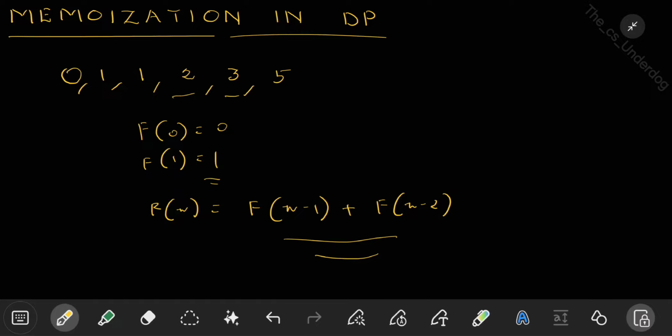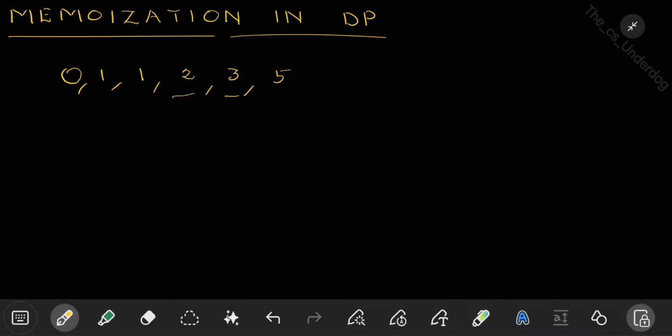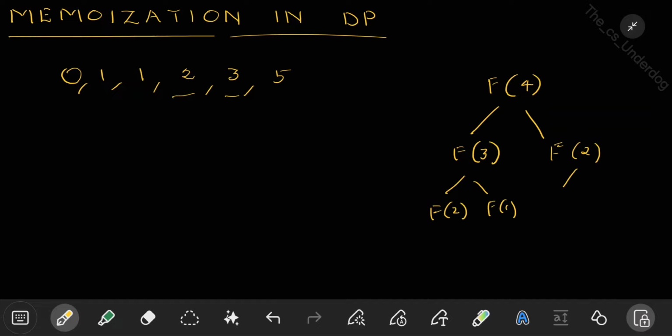So if you want to write a recursive solution for this problem, that is, for finding the nth Fibonacci number, how will you do this? Let us say you want to find f of 4. You have to make two calls. One is to f of 3 and the other is to f of 2. Similarly, for f of 3, you will again make calls to f of 2 and f of 1. This f of 2, again you have to make calls to f of 1 and f of 0. This f of 2, again f of 1 and f of 0. This is how you make recursive calls for finding the Fibonacci series.